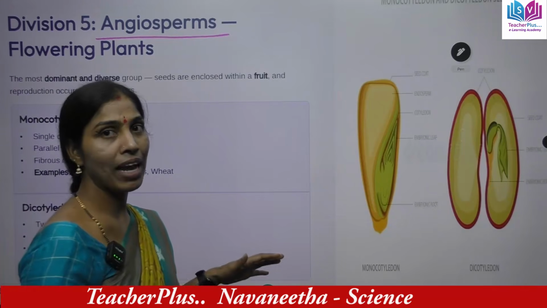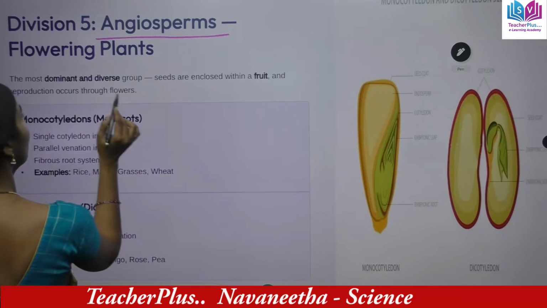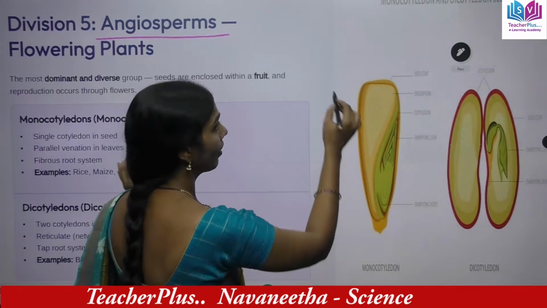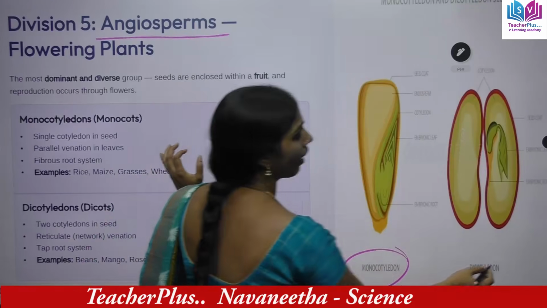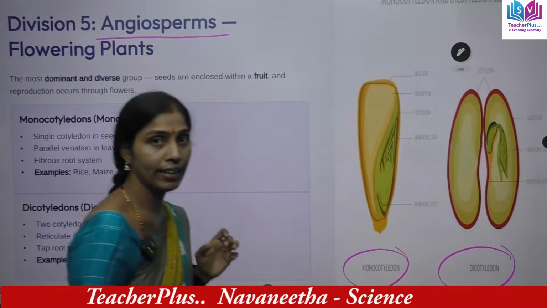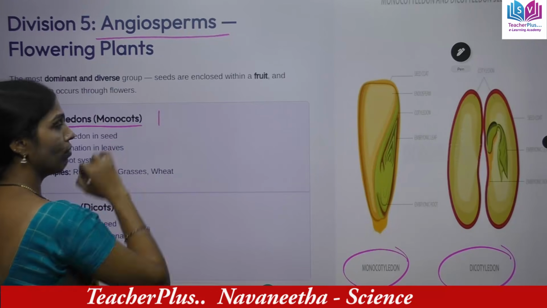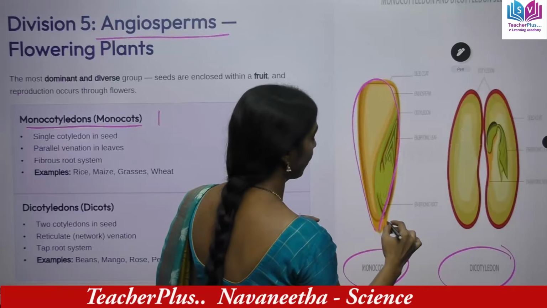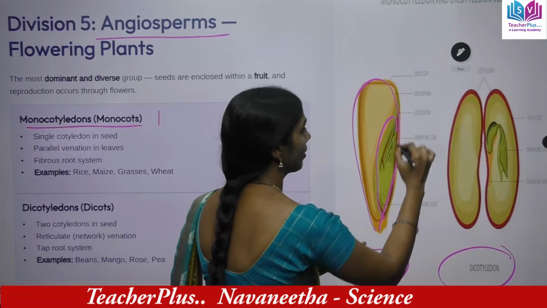Angiosperms are flowering plants, also called phanerogams. Based on seed structure, they can be divided into two types. One is monocotyledon and another one is dicotyledon. Monocotyledon means only one seed leaf. See here, this is only one seed leaf. This is a rice seed. When it is germinating, see here, only one seed leaf.